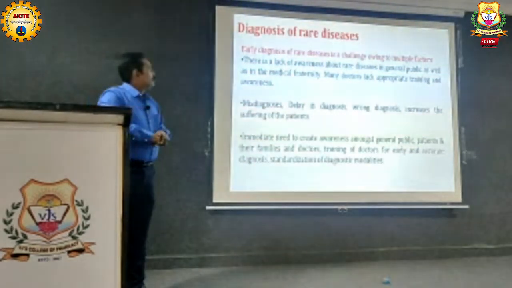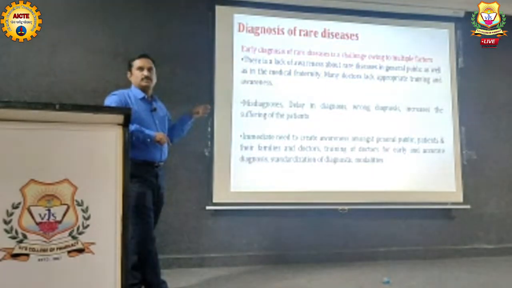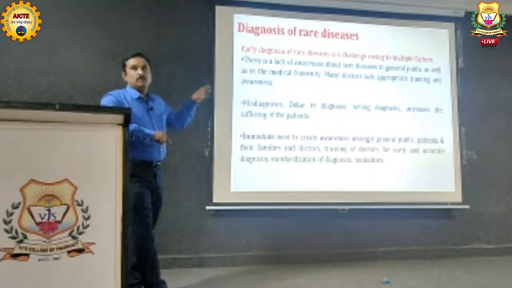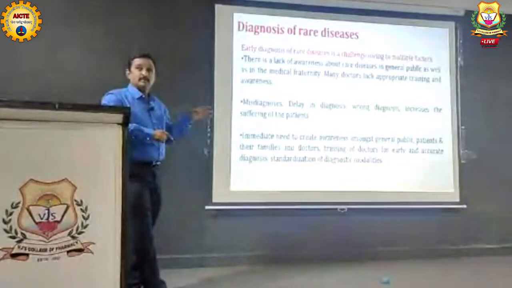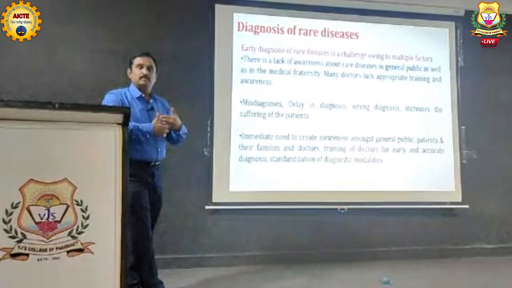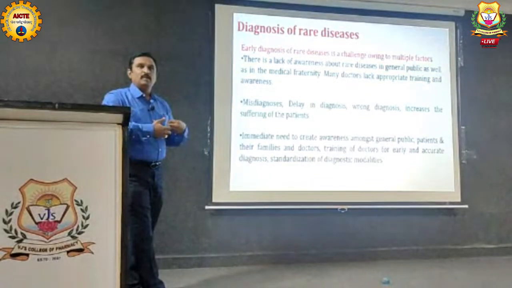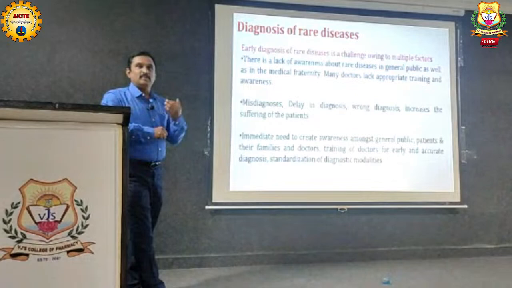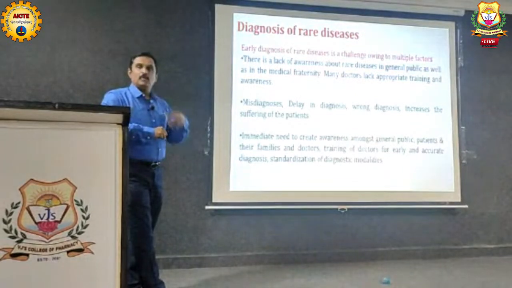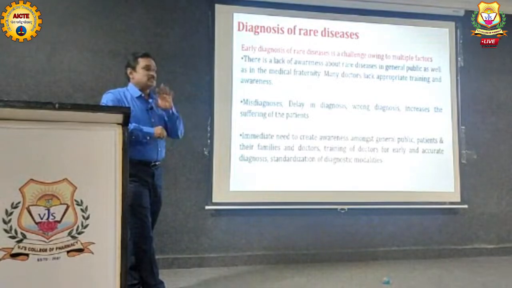So there is lack of awareness. This is the main problem, lack of awareness about rare diseases in the public. There are many people who don't know whether a person is suffering from a rare disease or not. Not only the public, even the doctors, researchers, everybody doesn't know. They don't have any backup idea about a rare disease. So these are the common problems.